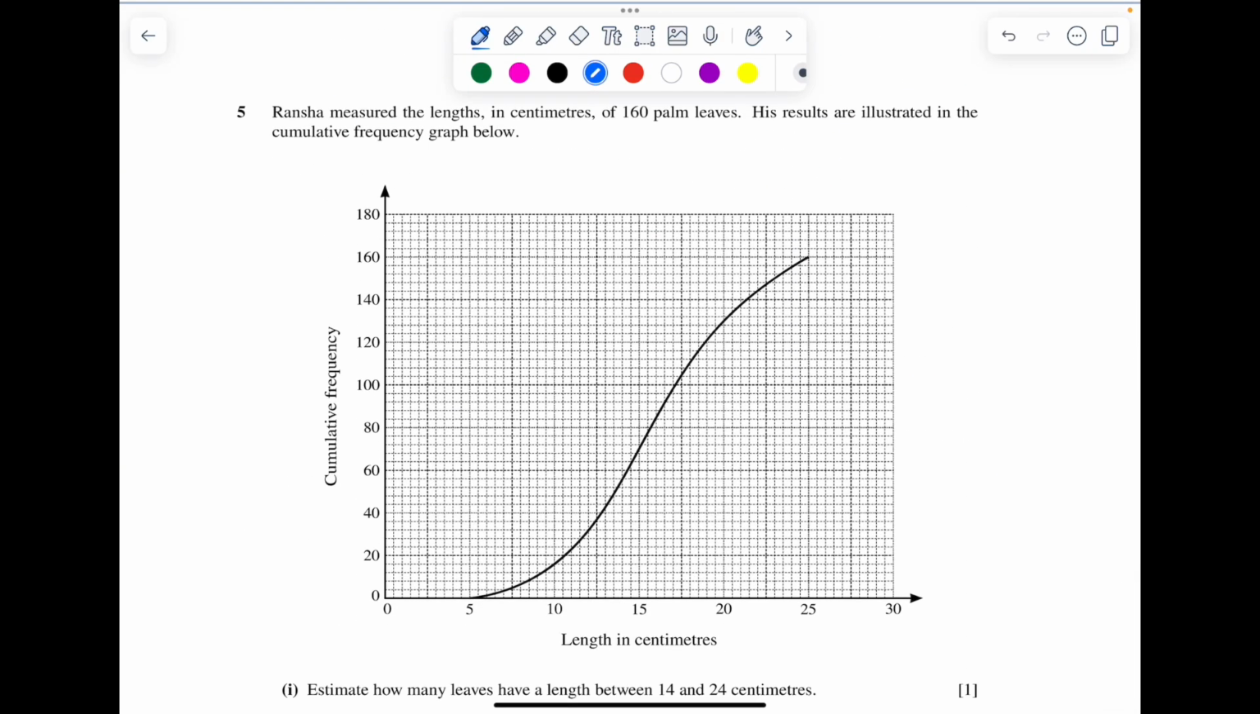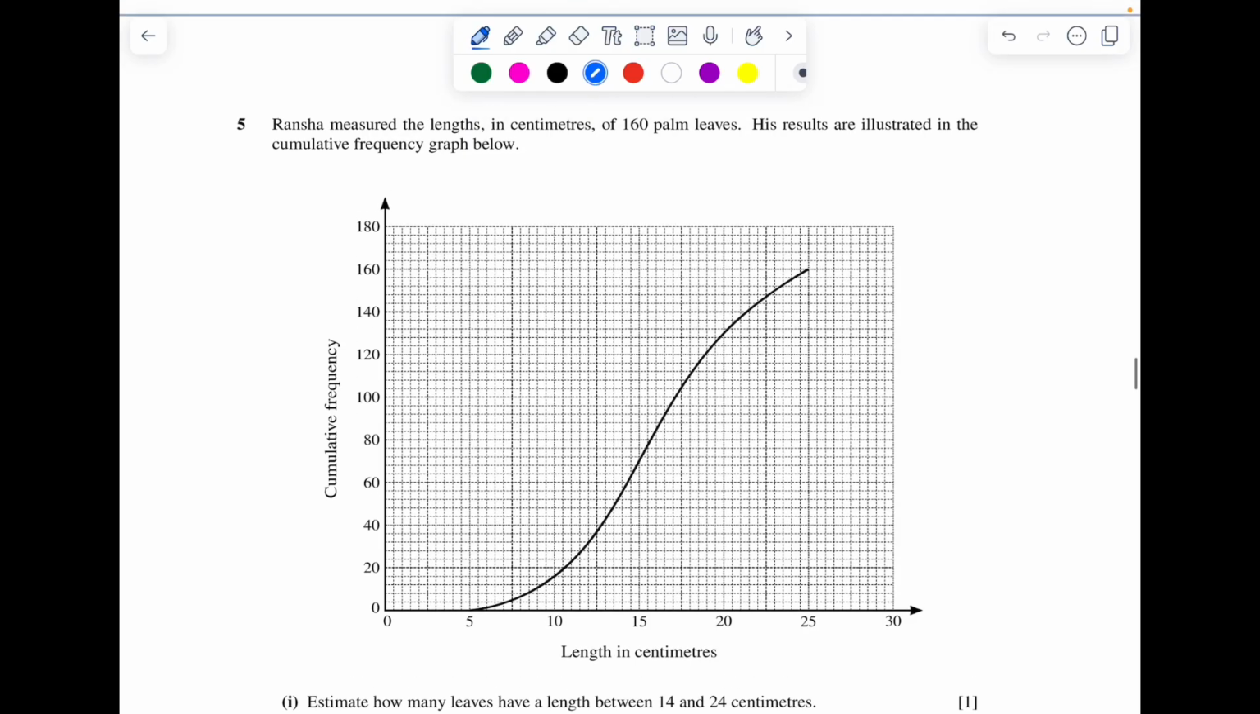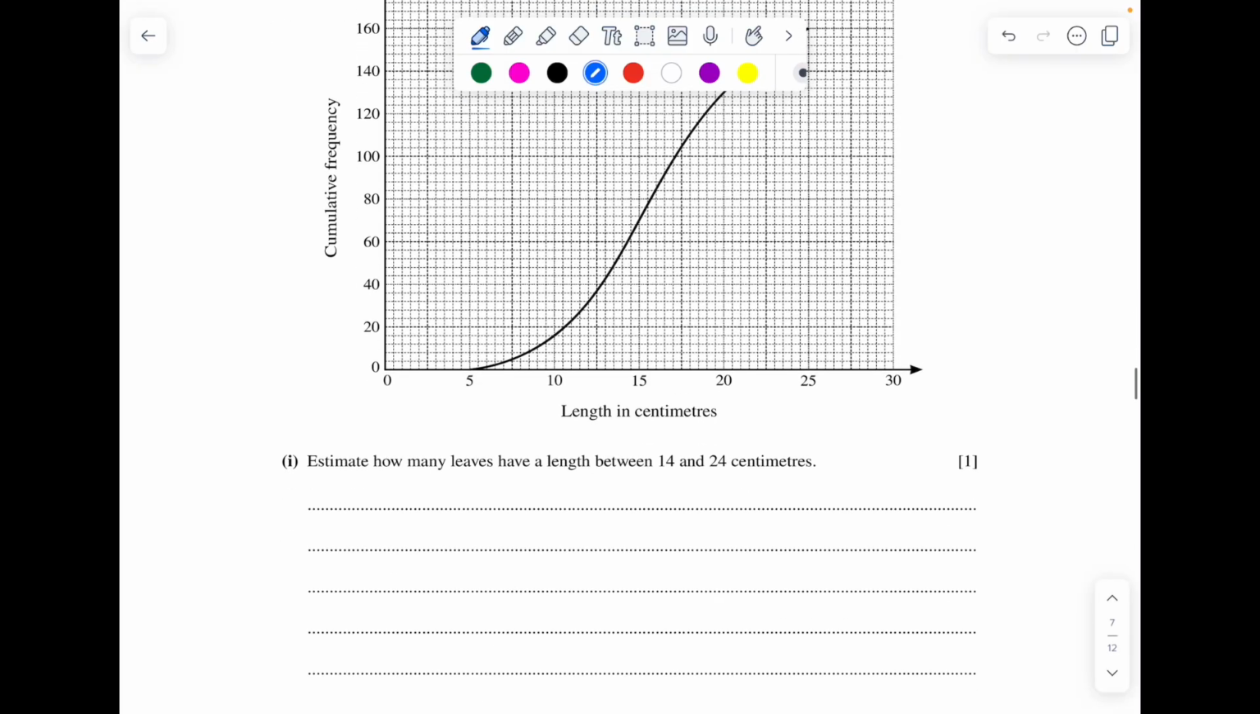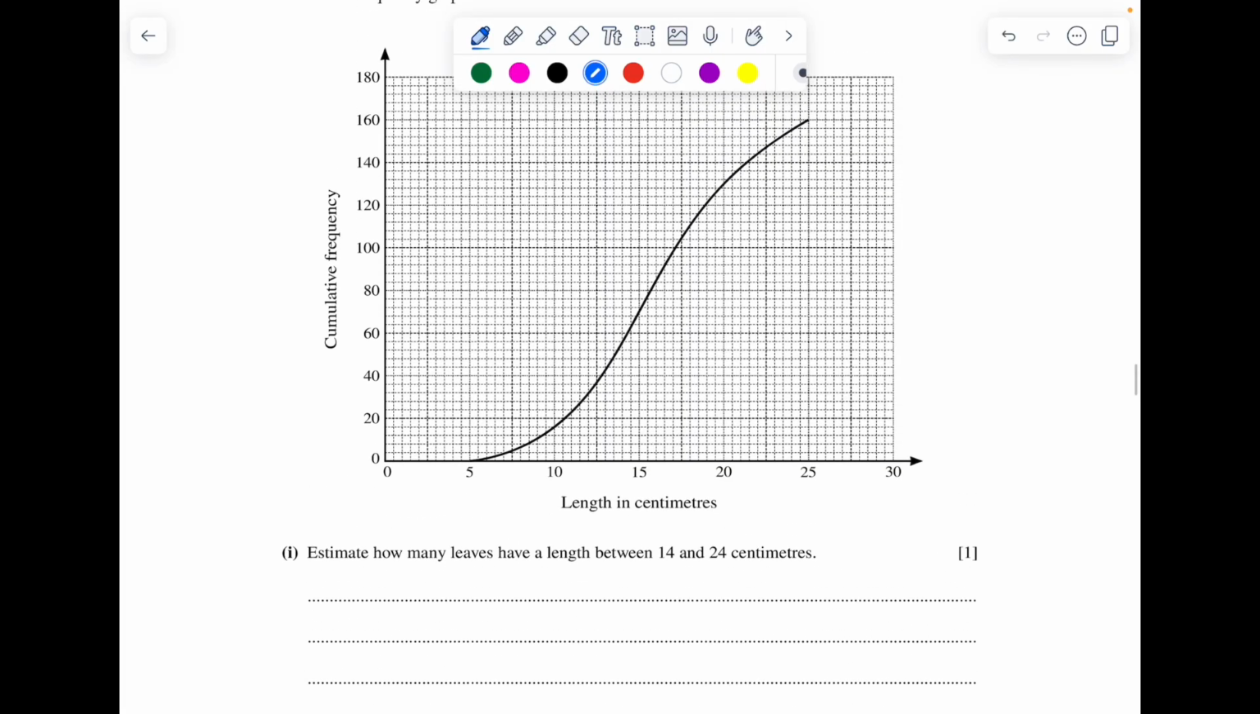Question number 5. Coming to question number 5, it is from cumulative frequency graph. Ransha measured the lengths in centimeters in 160 palm leaves. His results are shown in the cumulative frequency graph. What is being asked in this question number 5? How many leaves have a length between 14 centimeters and 24 centimeters?